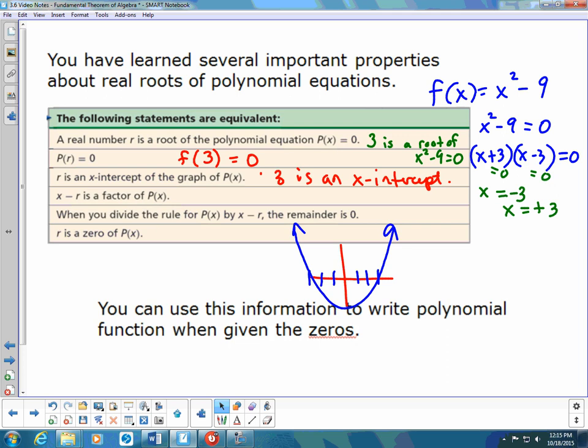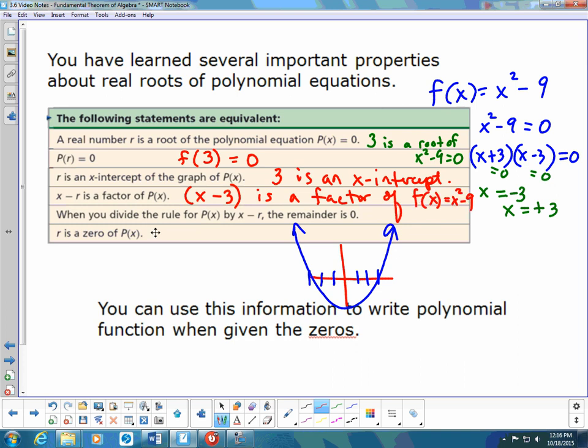The fourth statement, x minus r is a factor of p of x, tells us in factored form that the quantity x minus 3 is a factor of x squared minus 9, and also x plus 3 is a factor of the function we're using. The fifth statement: when you divide the rule for p of x by x minus r, the remainder is 0. Rule is just a fancy way to say the equation. So if I take x squared minus 9 and divide it by one of my factors, x minus 3, we can use either long or synthetic division, but our remainder in each of them should be 0.